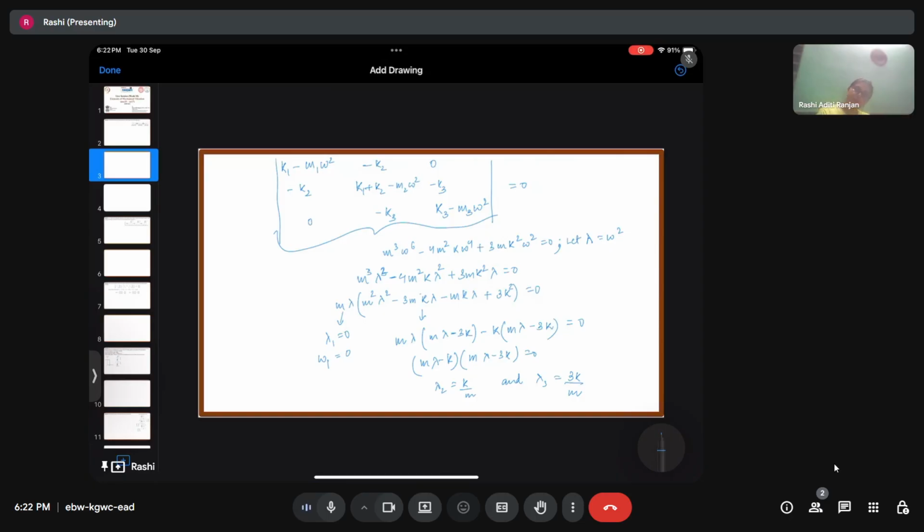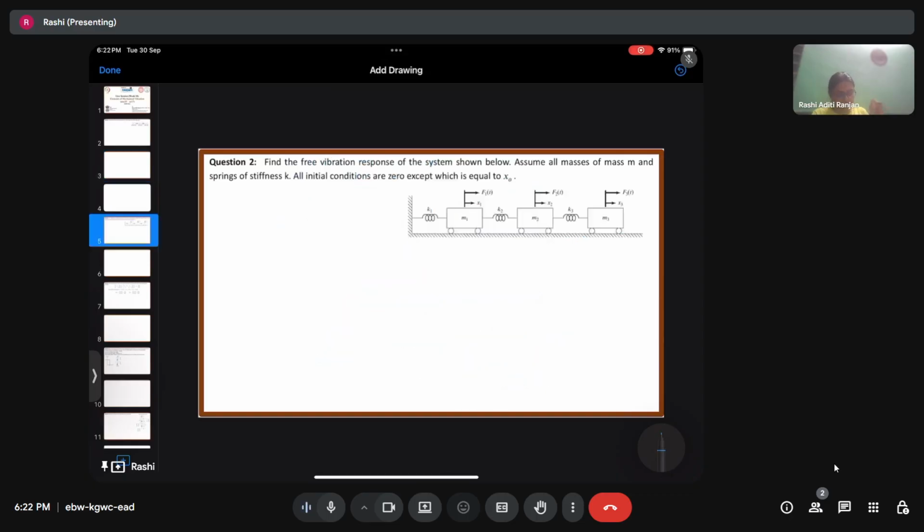So in that case, you can use some kind of algebraic tool, like for example MATLAB or Maple. Those kinds of software you can use in order to evaluate the roots of the equation.